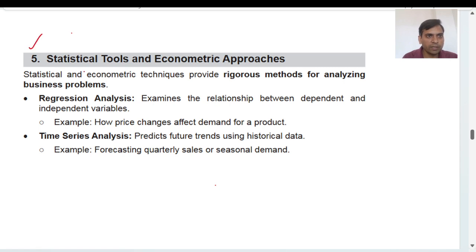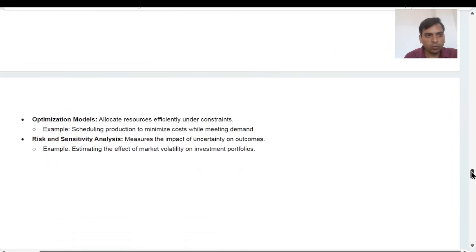So the fifth point is statistical tools and econometric approaches. In this, we will focus on four things. First is regression analysis, then time series analysis, and then two more, optimization models and risk and sensitivity analysis.